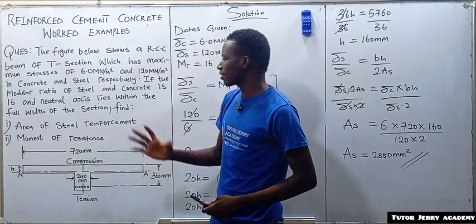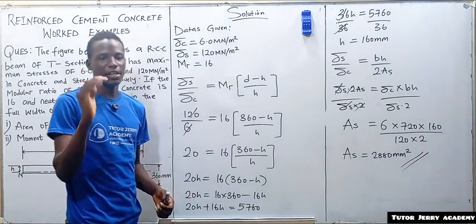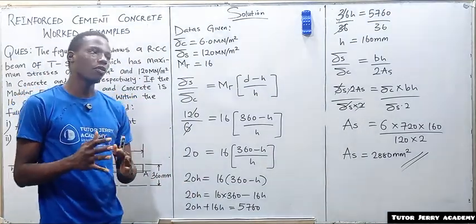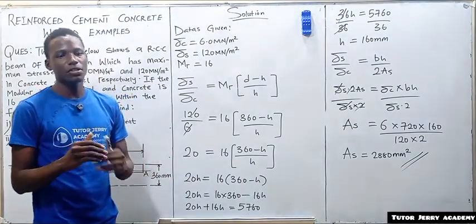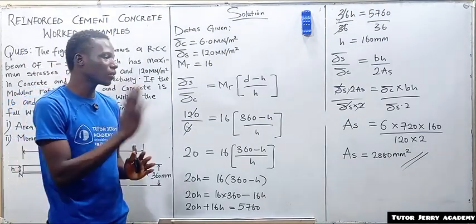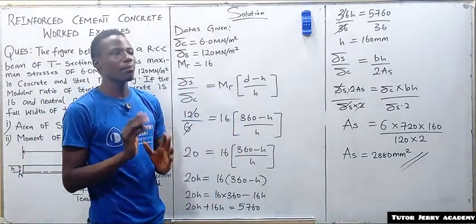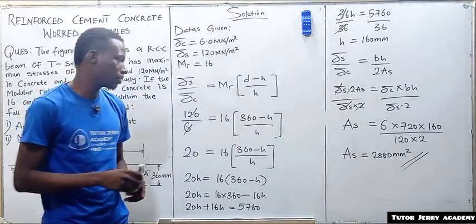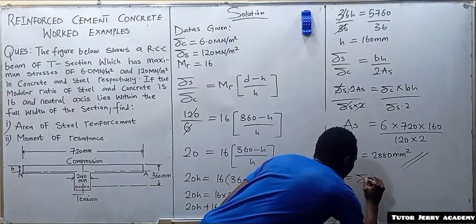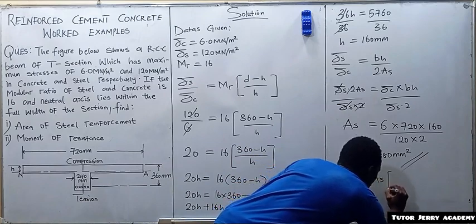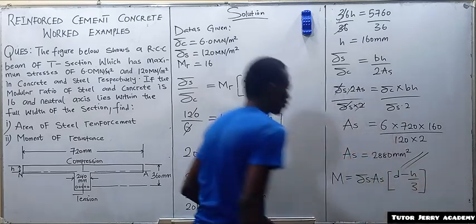So next is what? Moment of resistance. In our previous introductory lessons we derived a relation for moment of resistance. We said the moment of resistance is equal to sigma S, which is the maximum allowable stress for steel, multiplied by AS, which is the area of steel reinforcement, into the bracket of D minus H all over 3. So M, moment of resistance, is equal to sigma S multiplied by AS into D minus H all over 3. So this is what we have.